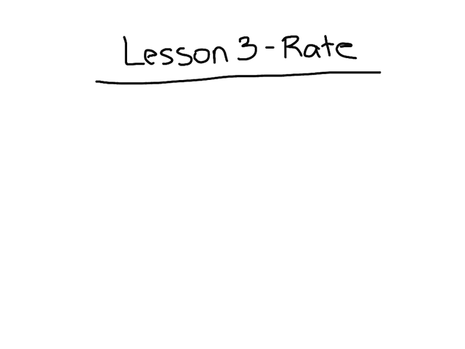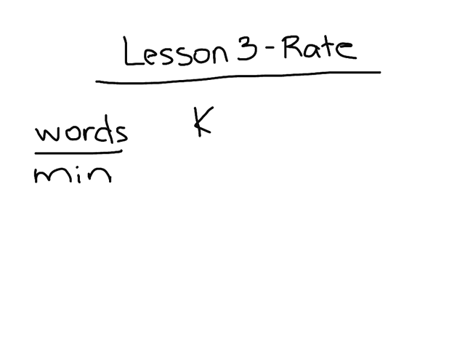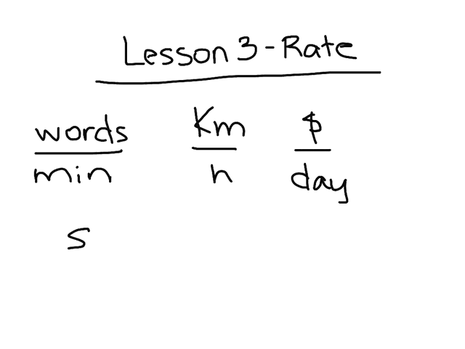A rate is similar to a ratio, but it compares two numbers with different units. So we have words like per minute, kilometers per hour, sandwiches sold per day, price of lumber per foot, and dollars made an hour. So you always have different units, so when you have a rate, you have to make sure you include your units.